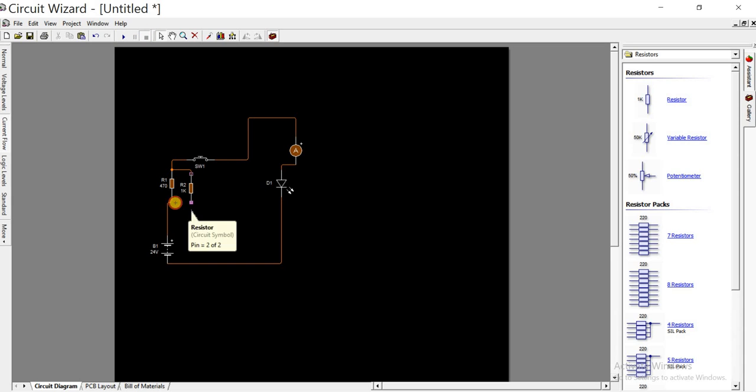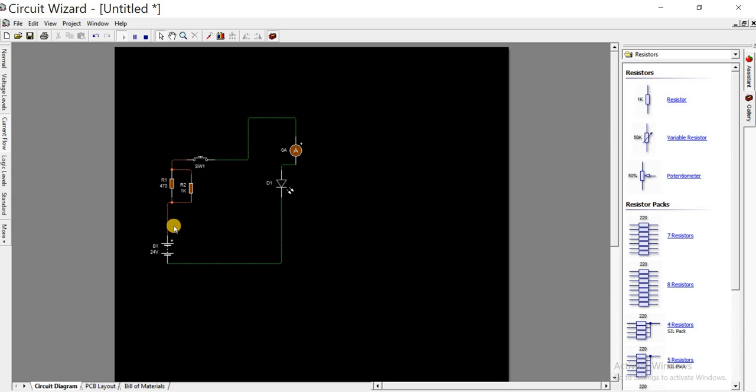Okay, let me check back. Okay, yeah, play. So we have 47.69. That means the resistance has reduced, and so the current will increase. So that's all for parallel connection and series connection.